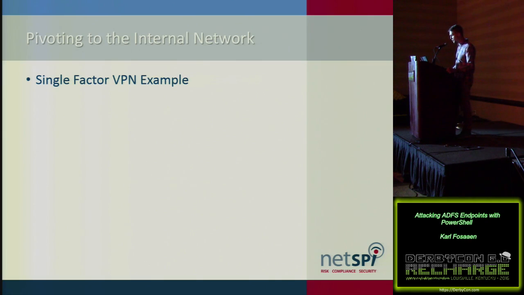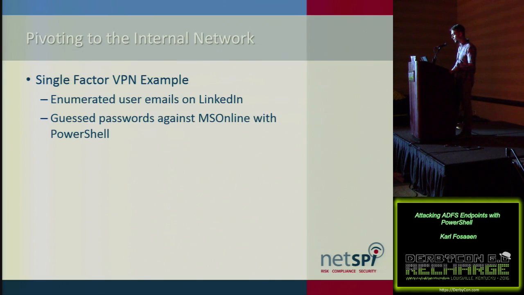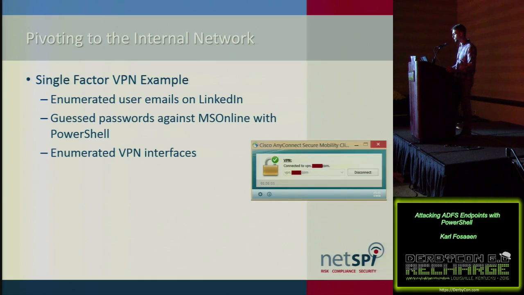So with one of these clients, we enumerated some emails on LinkedIn, went ahead and guessed against MS Online with PowerShell those passwords. We got full list of all of their users, got default creds, enumerated their VPN interfaces as part of the external pen test, logged in with single-factor VPN. Cool, we're in. This is great.